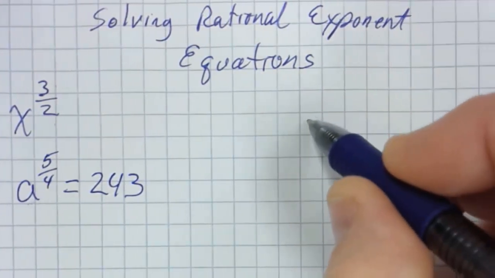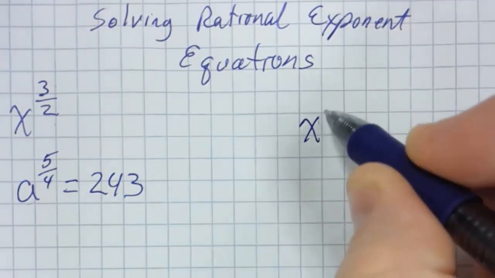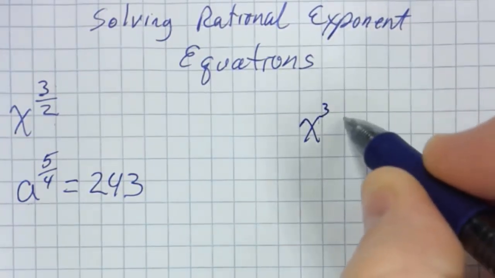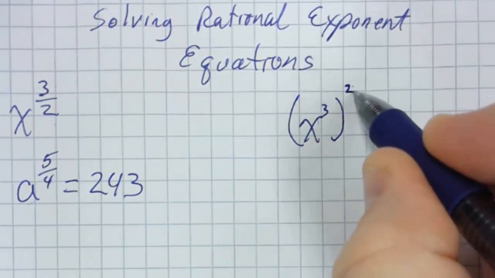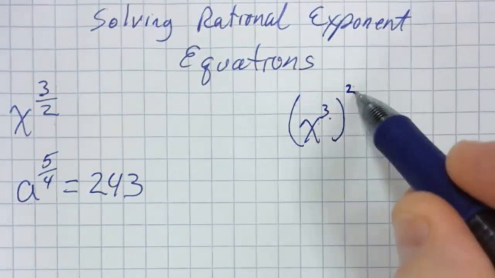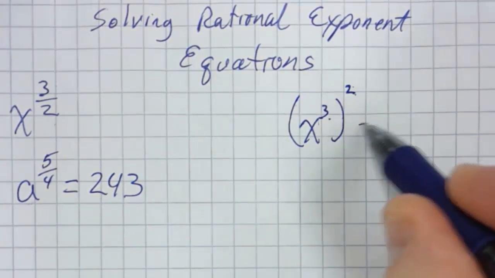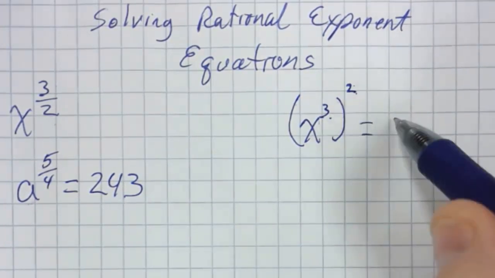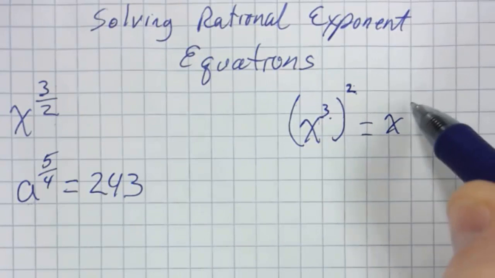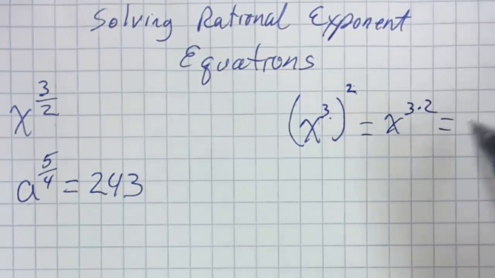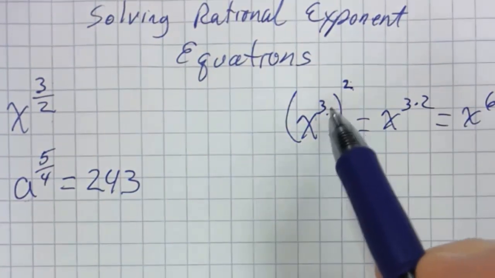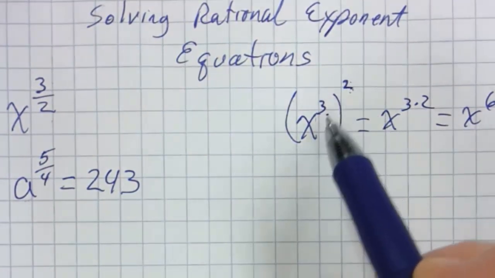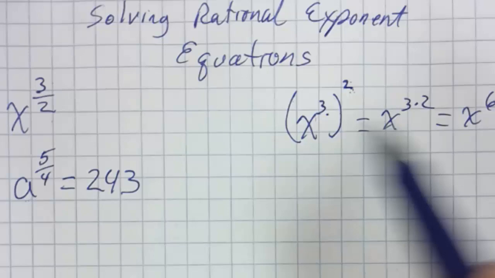So let's say I have x raised to the 3rd power, and then I turn around and raise this to the 2nd power. So I have a power raised to a power. And the solution here would be x to the 3 times 2 power, which would give you x to the 6th. So this is the power of a power rule, or power raised to a power rule, whatever that rule happens to be.